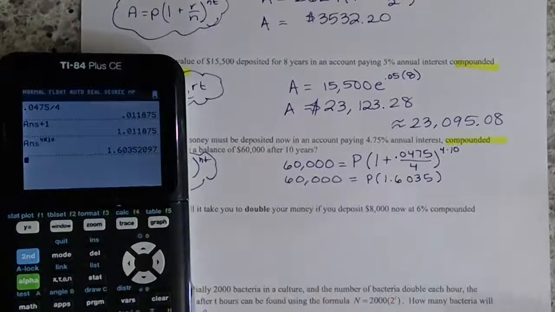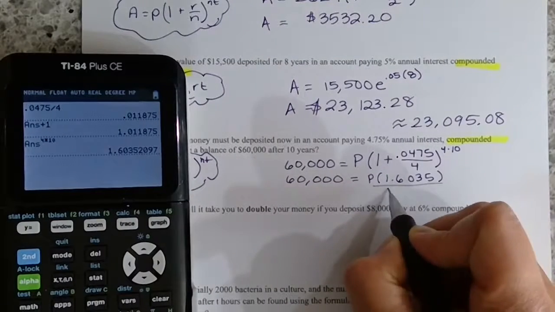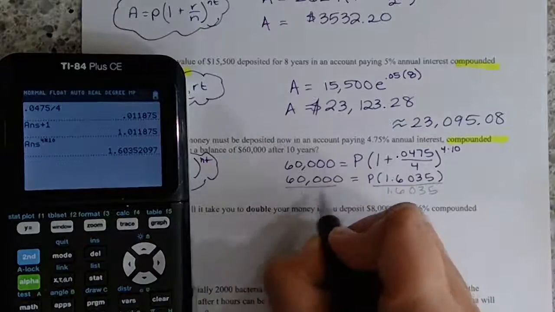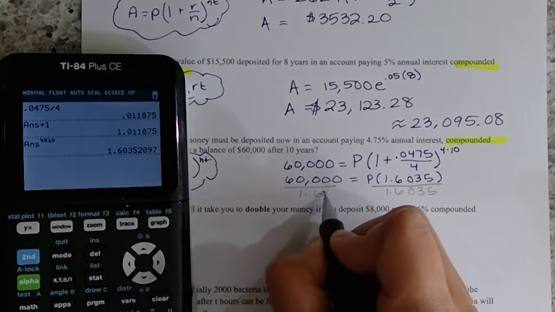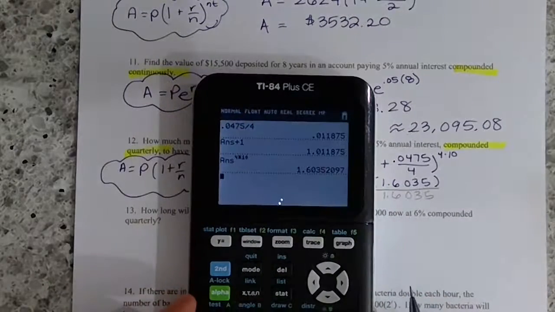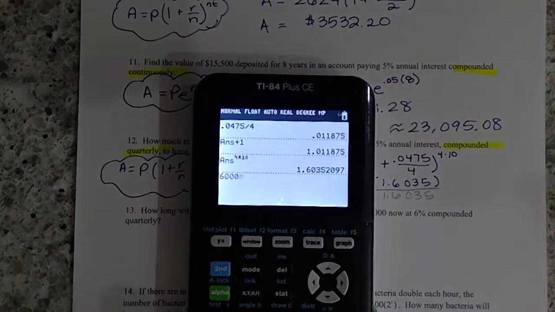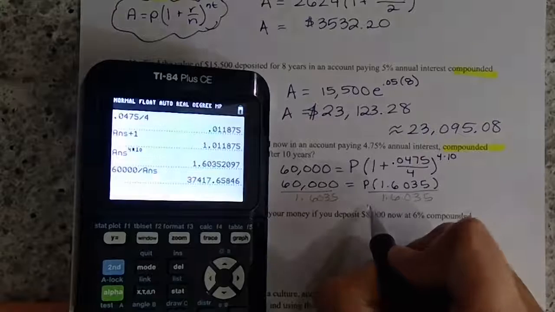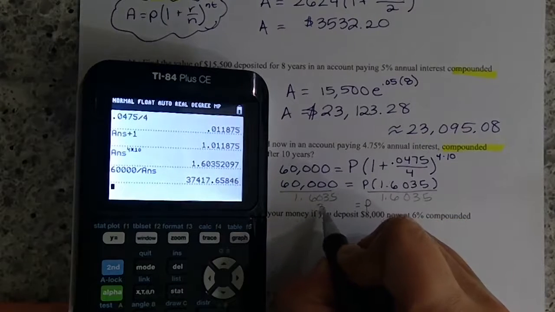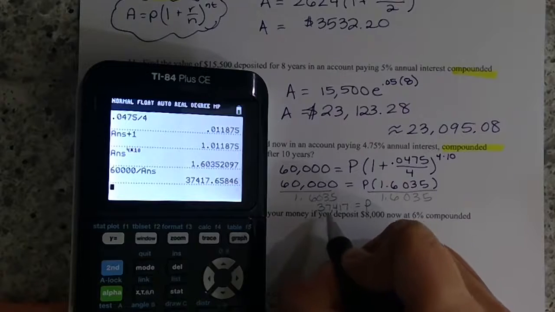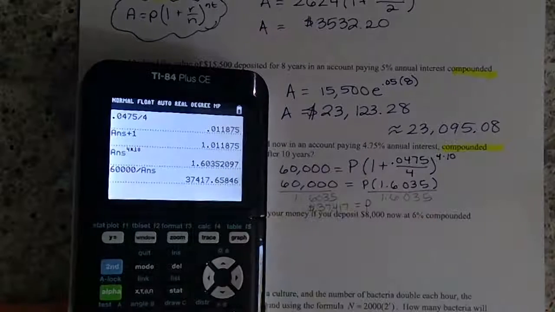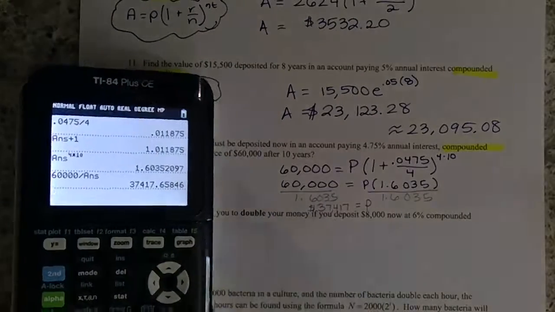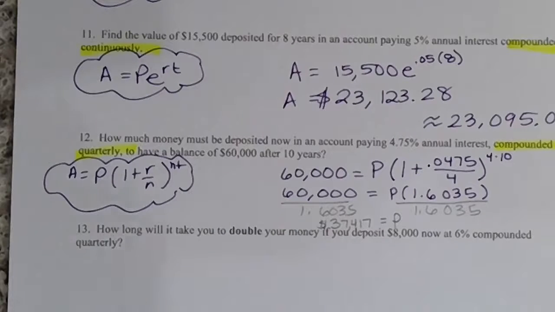I'm solving this for P, so what do I have to do? Yeah, divide by. So again, in your calculator, you could say 60,000 divided by 1.6 or by whatever number I used. Okay, and then you can plug that back in and check. So you should invest $37,000 now in order to end up with $60,000 in 10 years. Again, that's an interest rate of 4.75.